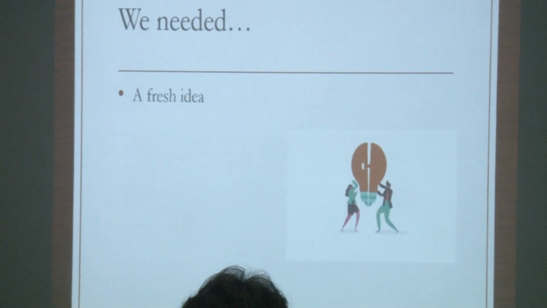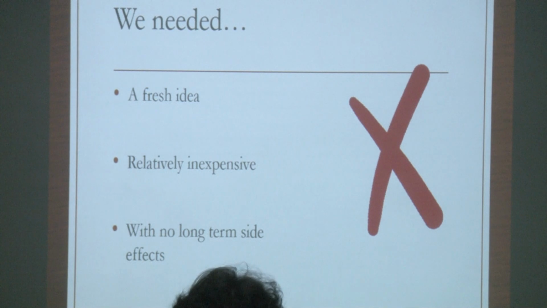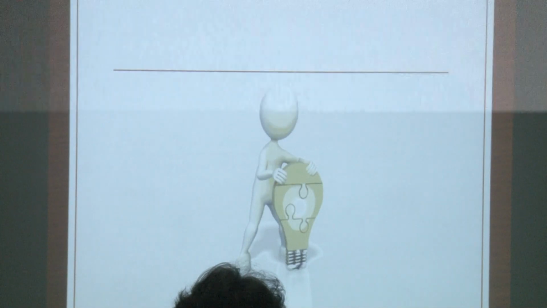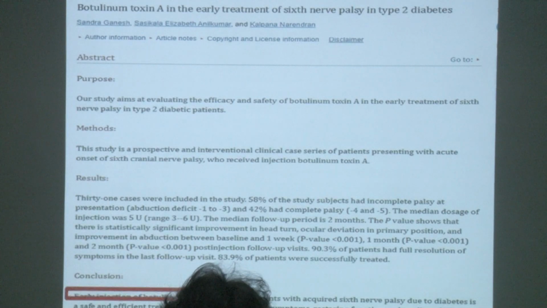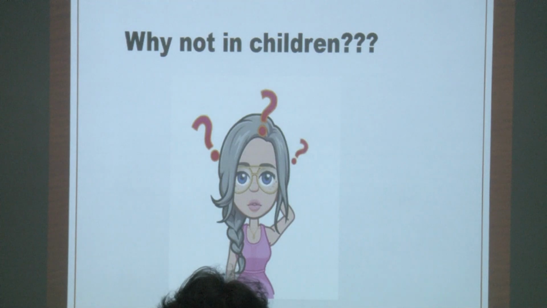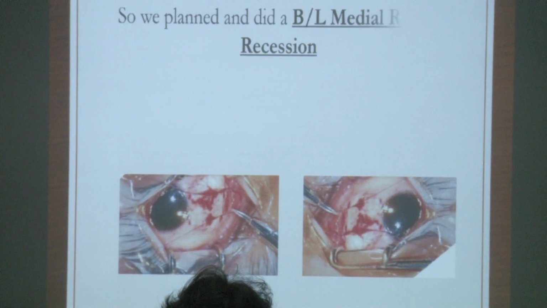So we needed a fresh idea which was effective, safe, yet affordable. That struck the bulb. Botulinum toxin injection is a well-documented treatment in esotropia secondary to 6th nerve palsy. So why not use it in infantile esotropia?